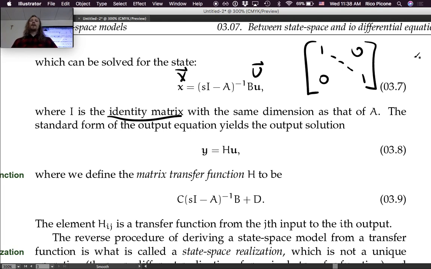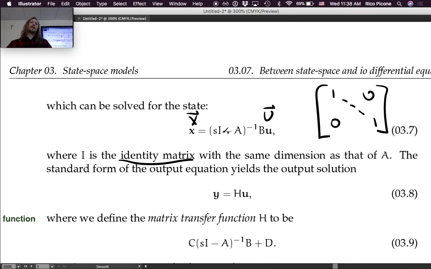When you multiply s, the Laplace transform variable, by I, so this is sI minus A, you just essentially stick s in here all along the diagonal. It's just element-wise multiplication of s. s times 0 is still 0. s times 1 is s, so you get s's along the diagonal, and 0s everywhere else. You have to do this matrix subtraction. Then you have to do a matrix inverse, which is definitely the hardest linear algebra thing that I'm going to require of you this term.